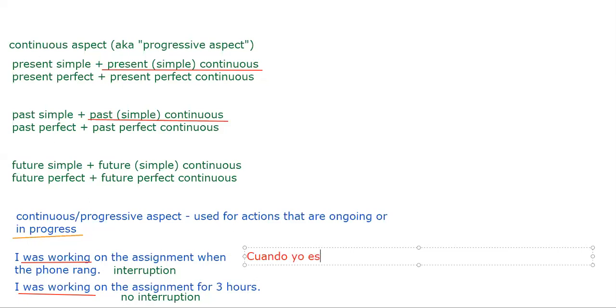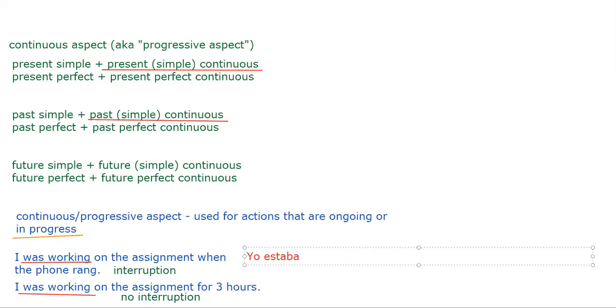Cuando yo estaba trabajando, when I was working on the assignment. When I was working on the assignment, I'm trying to think. Or let me say this, when I was doing my homework. Let's say when I was doing my homework, I was working on my homework. I'm trying to think of how to translate this into Spanish. Sorry if my Spanish skills suck.